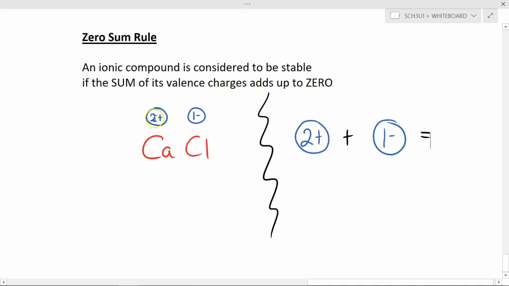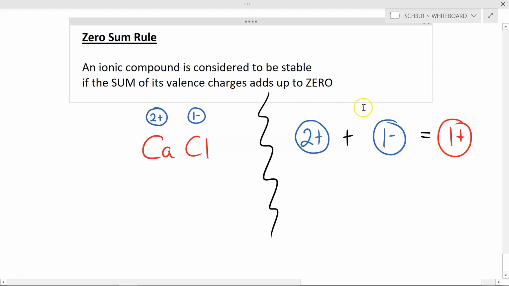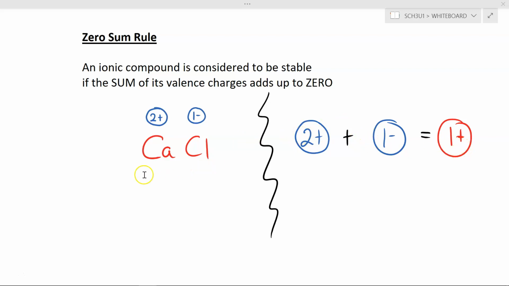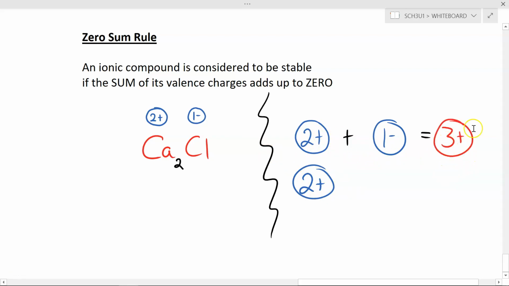So the valence charge for calcium is a 2+, while the valence charge for chlorine is a 1-. If I try to add up these valence charges, I get a 1+. That's not 0. I need to make sure that when I add these valence charges, it adds up to 0. So that means I don't have the right number of atoms for this compound to be stable. Well, what happens if I use 2 calciums instead? So I put the number 2 down here. Now that I have 2 of these calciums, I have 2 of these valence charges. Now, when we recalculate this, does that help? No, we end up with a 3+, it's not a 0, so that didn't work.